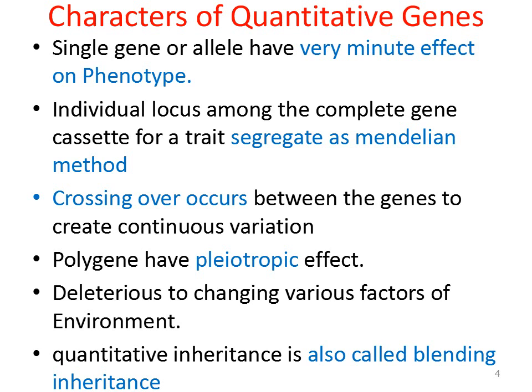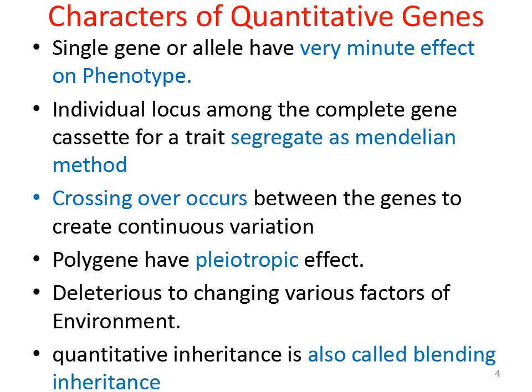Now, what are the major characteristics of quantitative genes? Till now we were discussing the quantitative traits, but now we will have some specific points related to characteristics of quantitative genes. In place of the trait, we will be discussing the genes. A single gene or allele has a very minute effect on phenotype. As I have told you, these are multiple genes, not multiple alleles. In qualitative inheritance, there will be involvement of multiple alleles, and here there is the involvement of multiple genes. Then a single gene or allele has a very minute effect on phenotype.